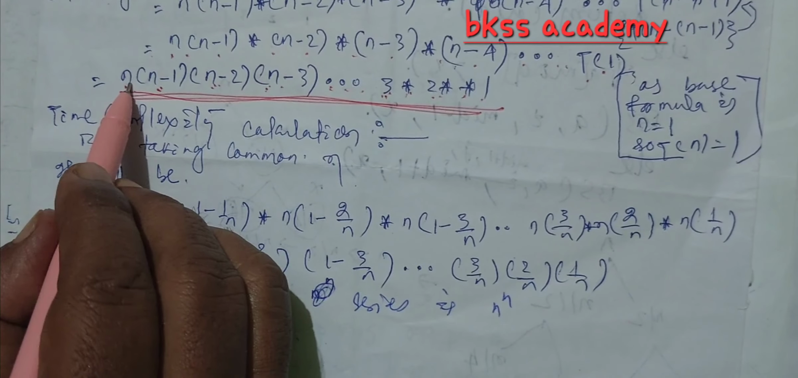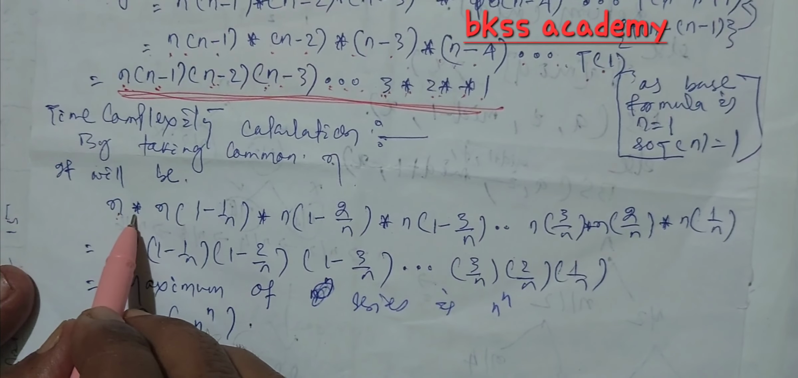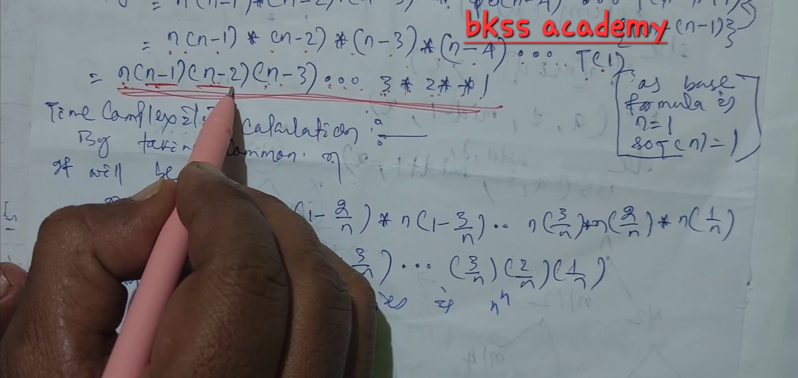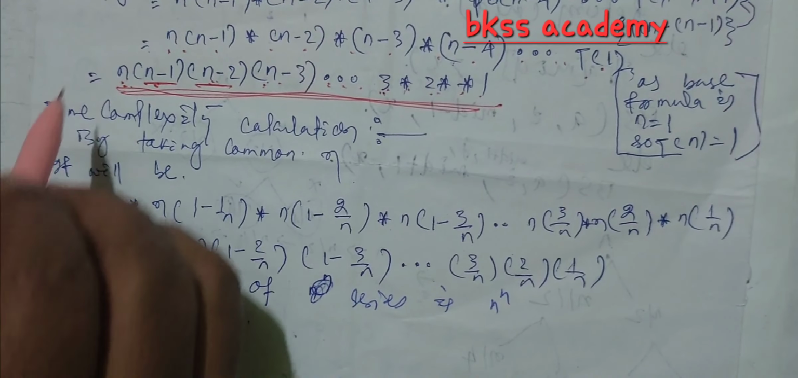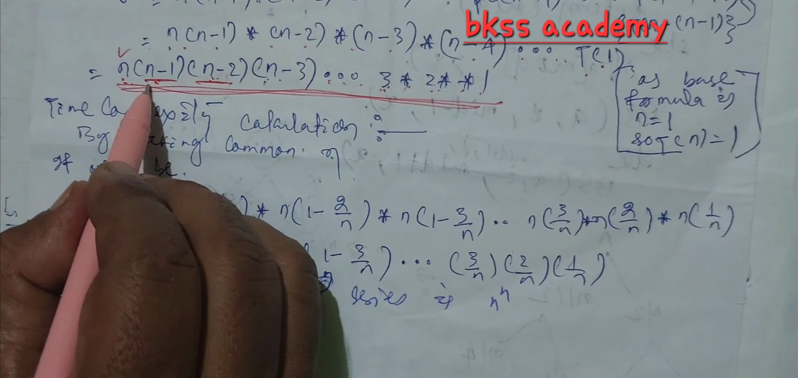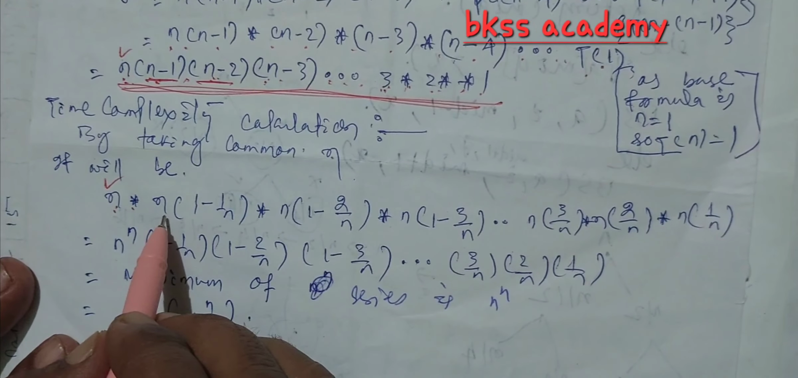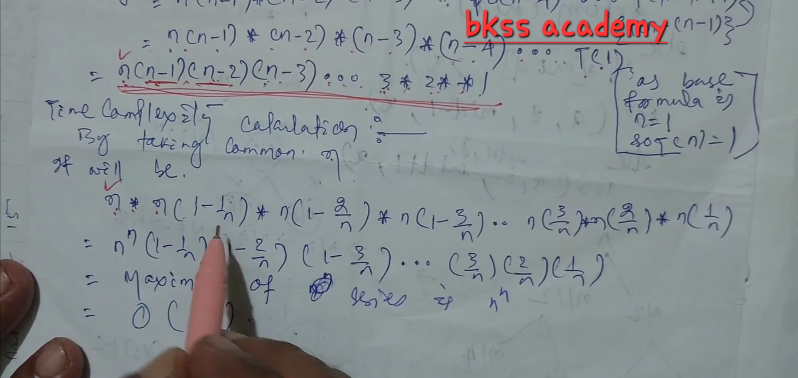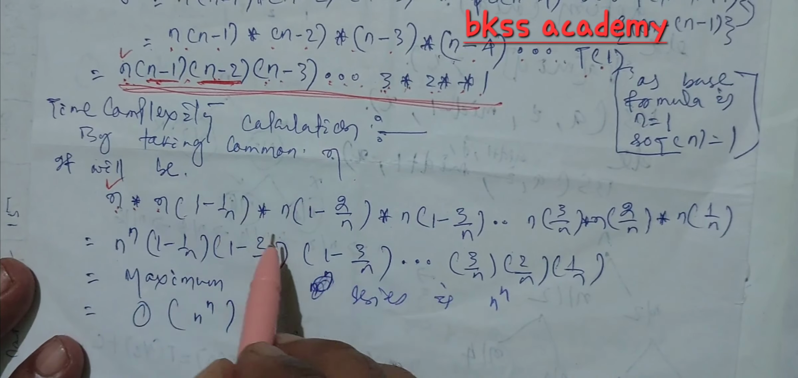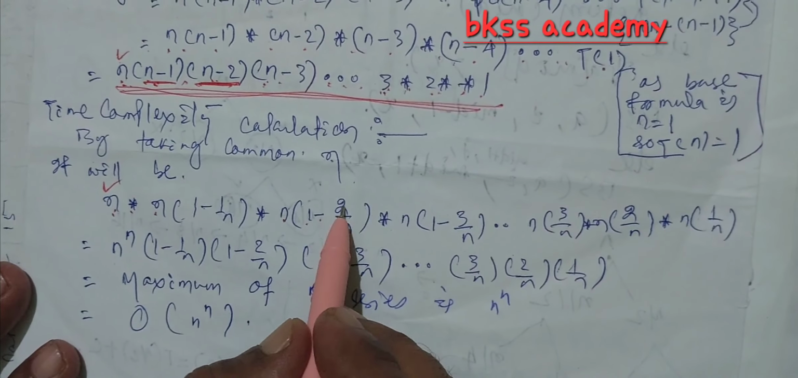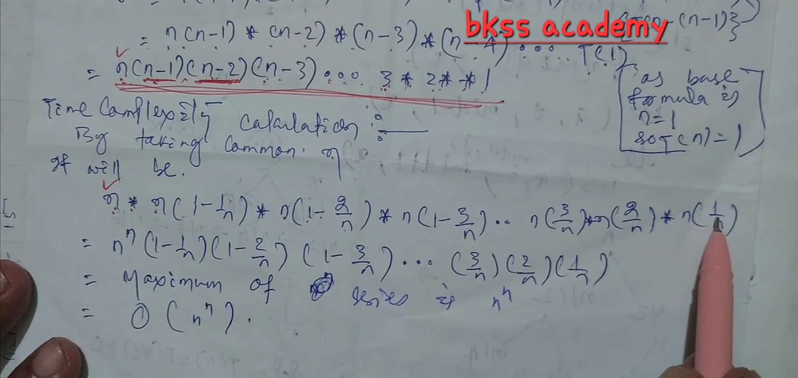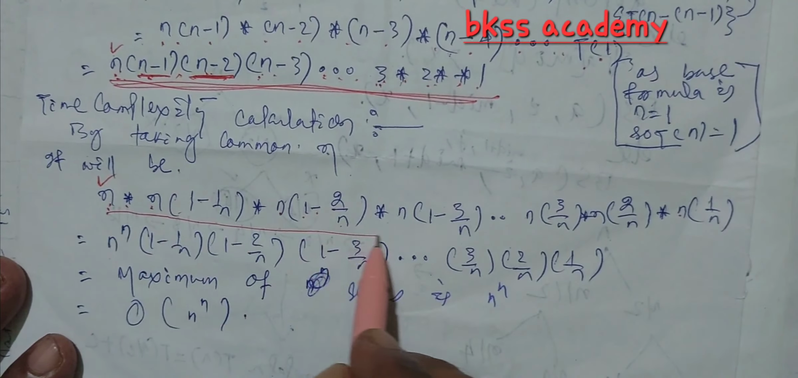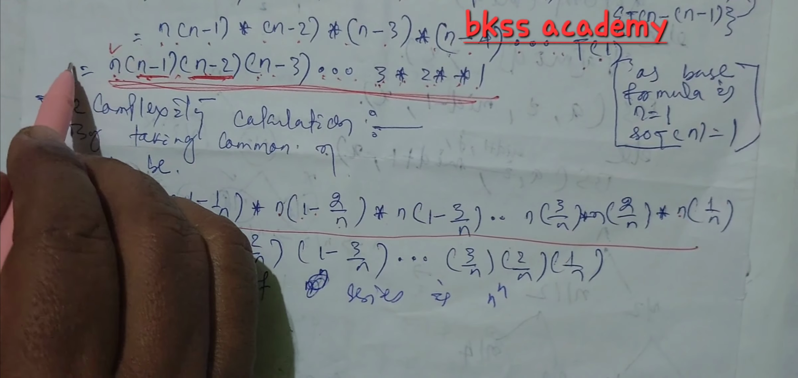So first I will take n as common from each term. So n into, this n is here. For (n-1), if I take n as common, it will be n into (1 - 1/n). For (n-2) it will be n into (1 - 2/n). Similarly, for 1 it will be n into 1/n. In this way my equation is derived.